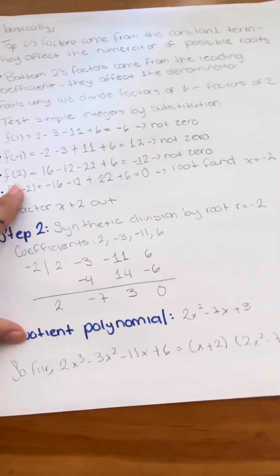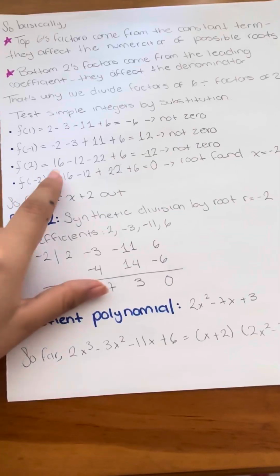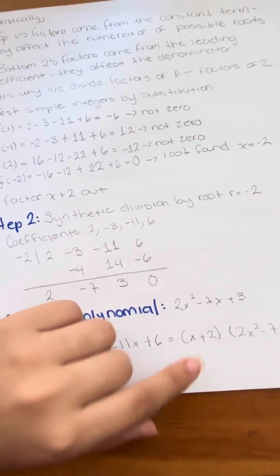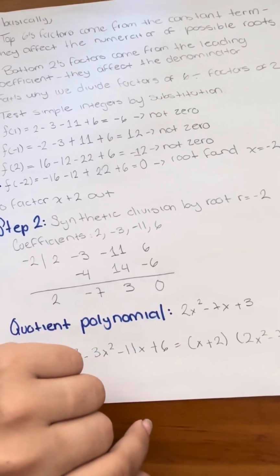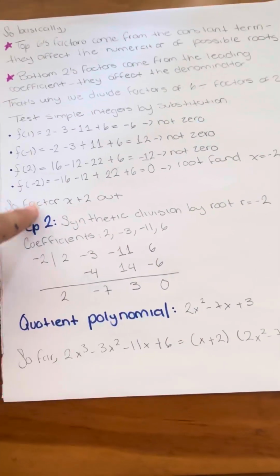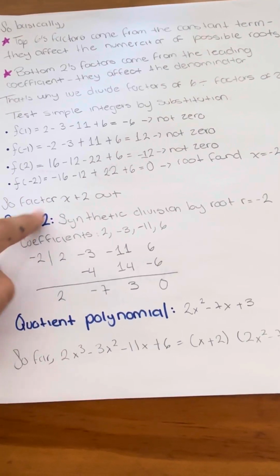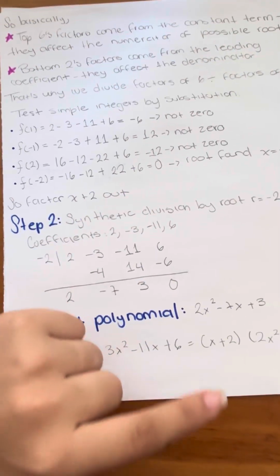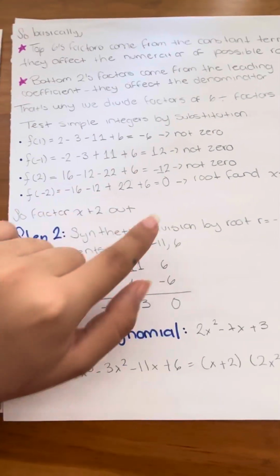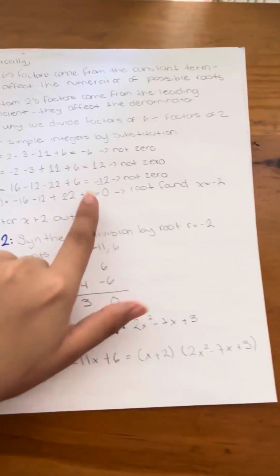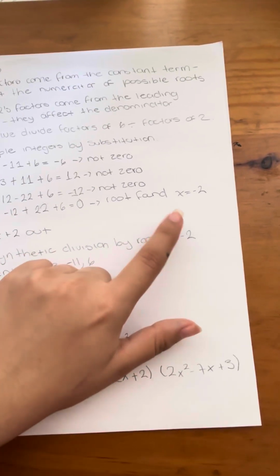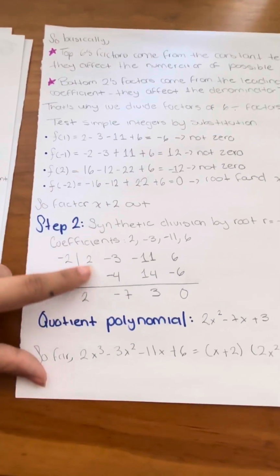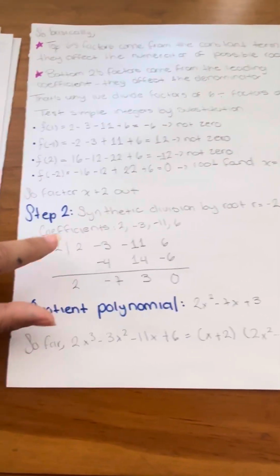Now we're gonna do 2, it gives us 16, negative 12, negative 22, and positive 6. That gives us negative 12, so that's not a 0. And now we're gonna do negative 2, and that's gonna give us negative 16, negative 12, positive 22, and positive 6. And this one does give us a 0. Therefore, we found the root, and it will be x equals negative 2, because that was the number that we used. So now we need to factor x plus 2 out.